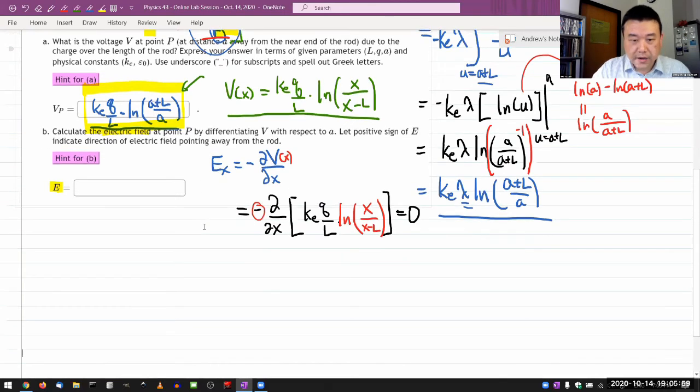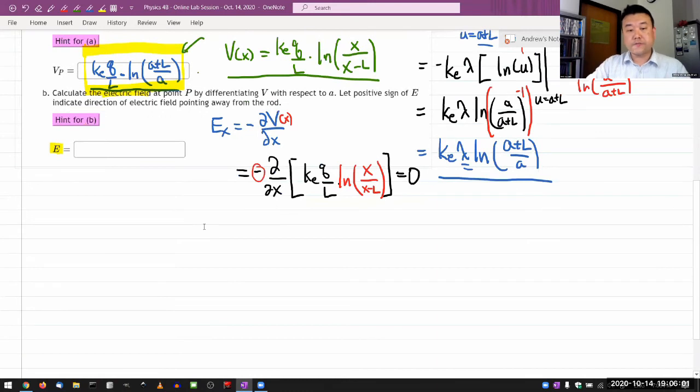So let me go through the calculation. Once again, once you reach this far, then it's just math. But this being an electromagnetism course, the calculus portion is actually non-trivial. It used to be trivial, or close to trivial, in Physics 4A. It's not anymore.